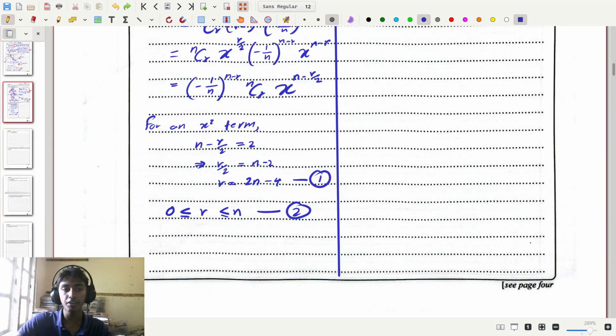If you consider the first half of this condition, which says that r must be greater than or equal to 0, and you put 2 and 1 together and apply the logic, since r is greater than or equal to 0, 2n minus 4 must be greater than or equal to 0. So that means 2n minus 4 is greater than or equal to 0, which implies that 2n is greater than or equal to 4, which of course implies that n is greater than or equal to 2.